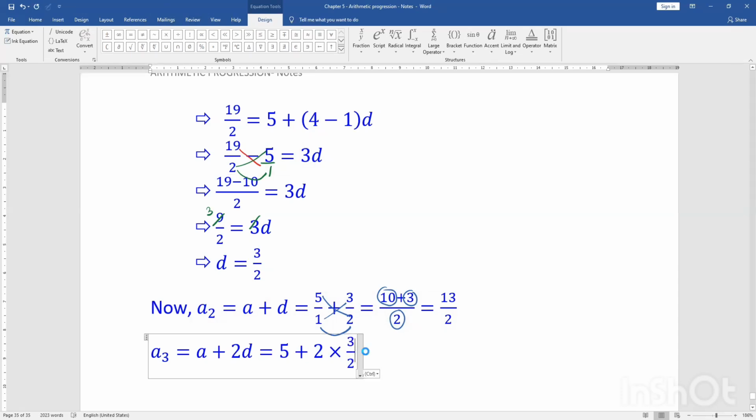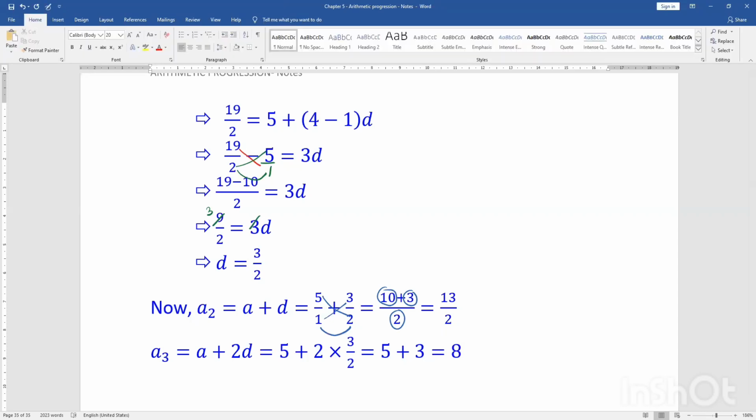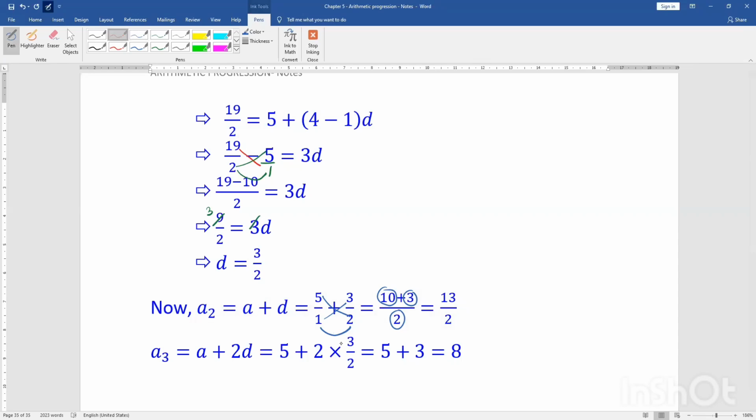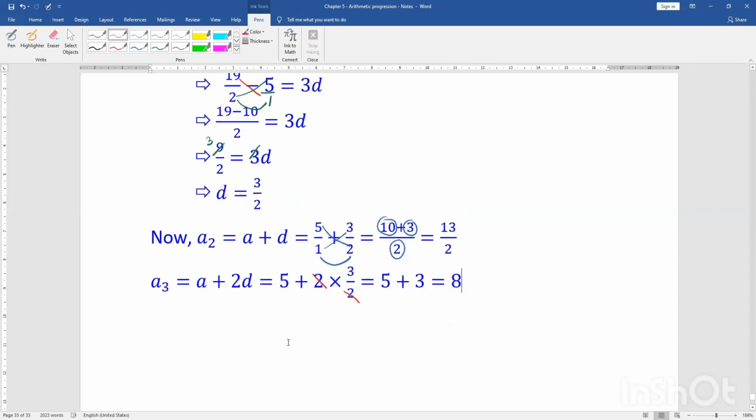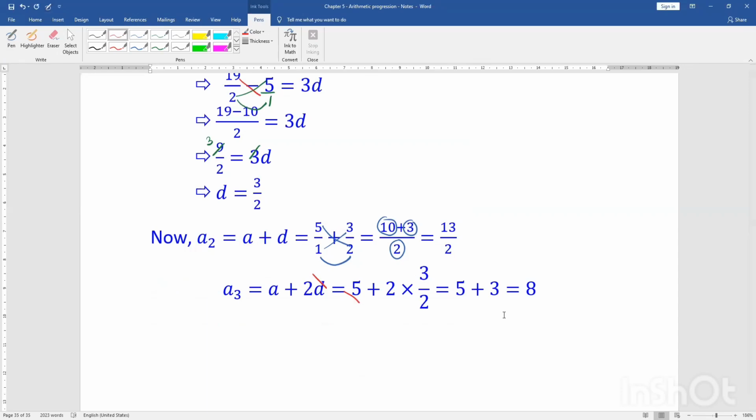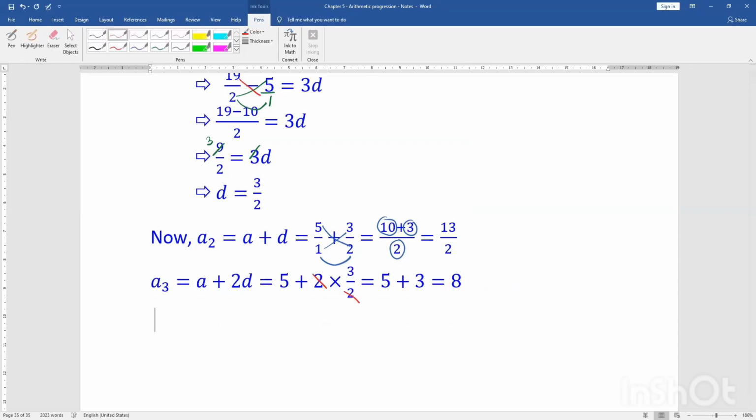2 and 2 get cancelled. You'll be left with 5 plus 3, which will give you 8. Right? See here, 2 and 2 get cancelled here. We get 5 plus 3, which is equal to 8. Any doubts? Okay, fine. I move on to the next question.